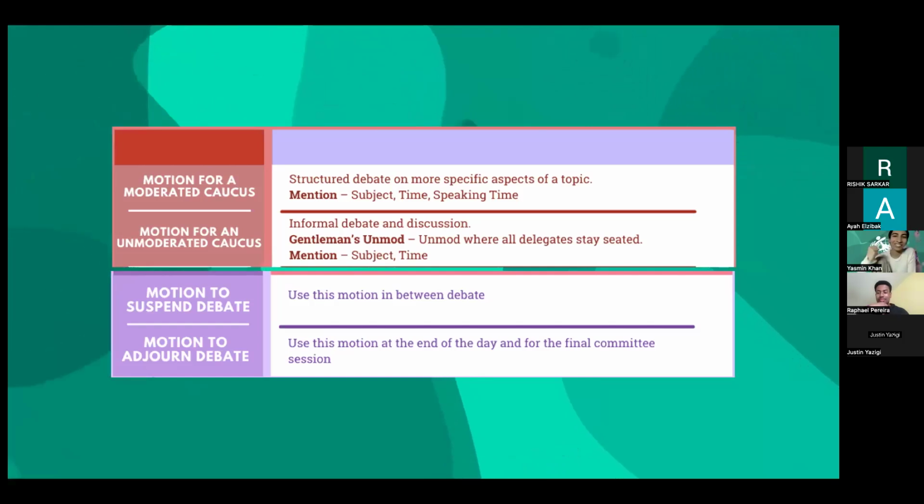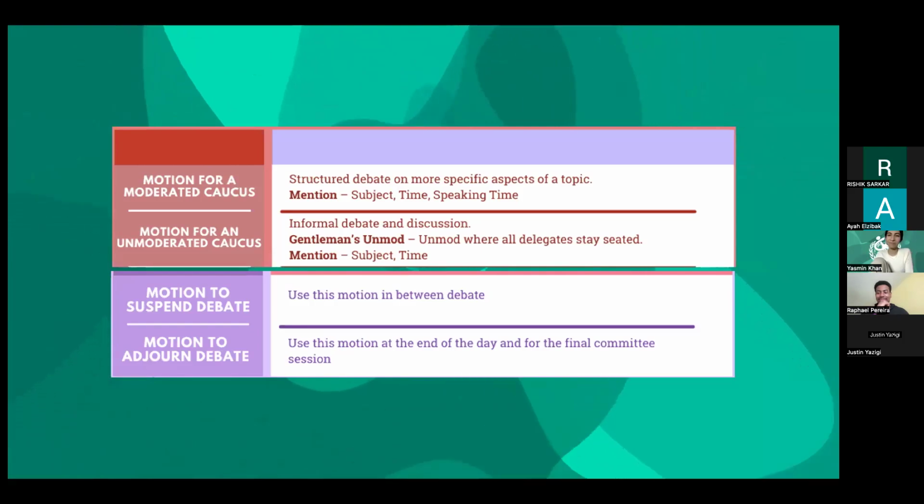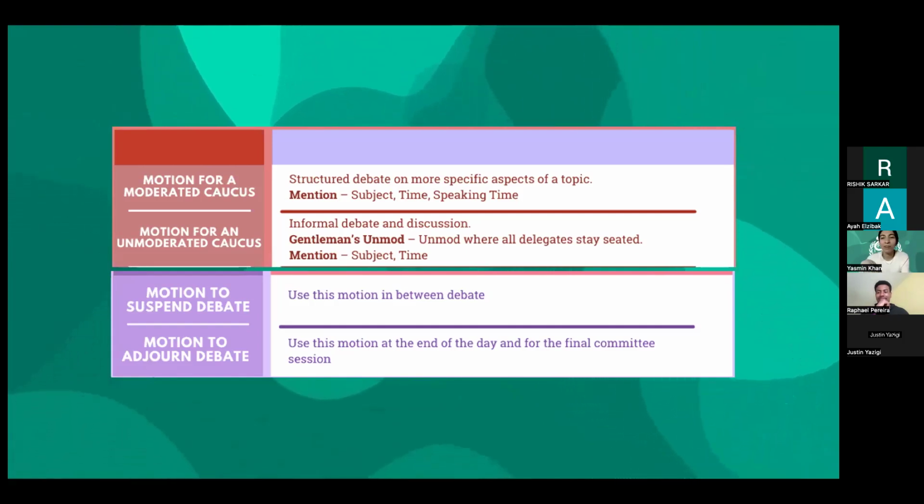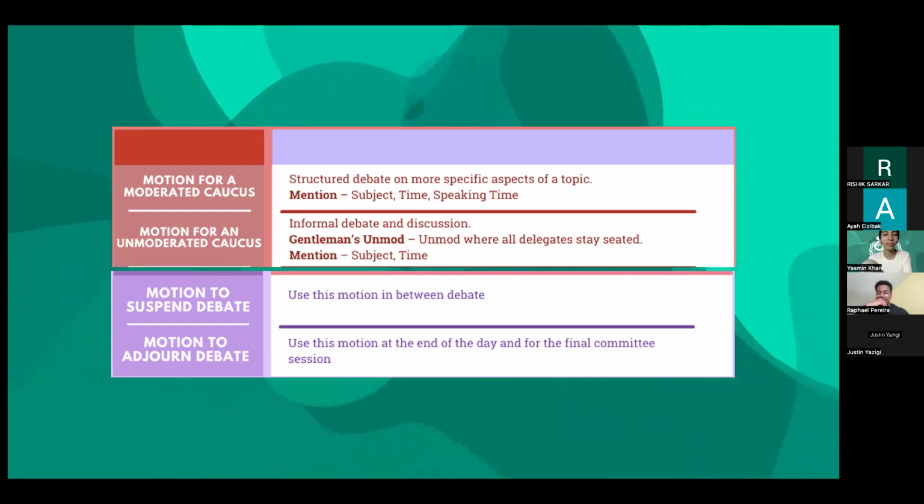Okay, so I want to call into order a moderated caucus 30 minutes long on the subject of, what's a good subject? Anything. The moon, with a speaking time of 1 minute per person. Okay, awesome. That's a mod. Congratulations. You just motioned for your first moderated caucus. That's a pretty long moderated caucus. That's like real UN stuff where they talk for 30 minutes straight about the moon. That's pretty cool. I'd want to do that.